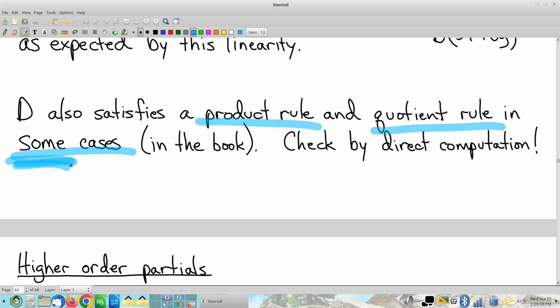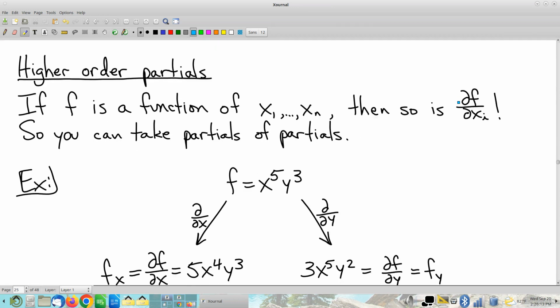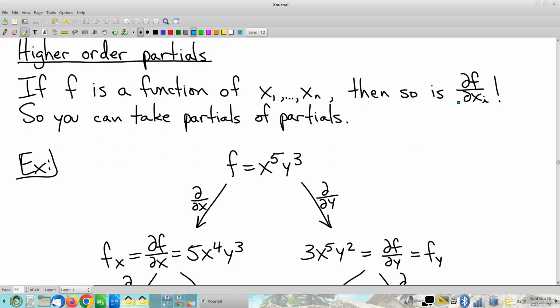Okay. All right, let's talk about higher order partials. This is something y'all did in single variable calculus, no big deal. Let's not worry about regularity. Let's assume everything is as differentiable as we want it to be. If you have a function of x, you take the derivative, still a function of x. So you can take the derivative again, right?